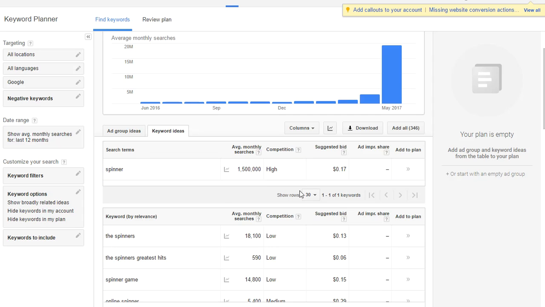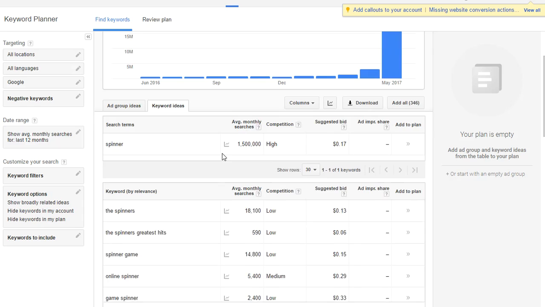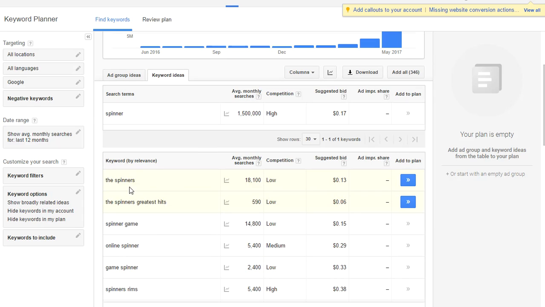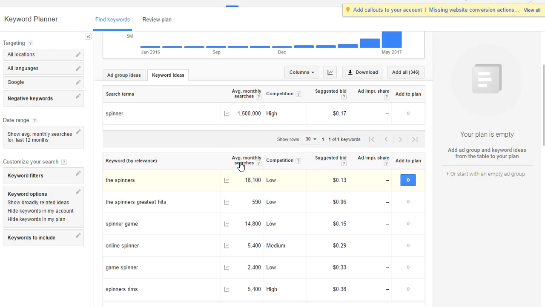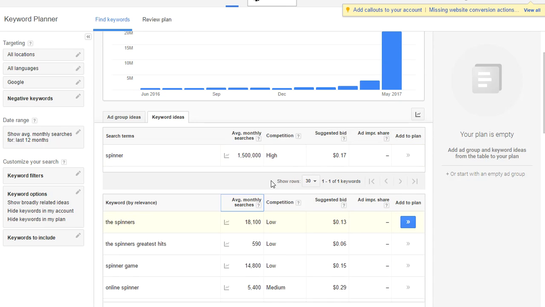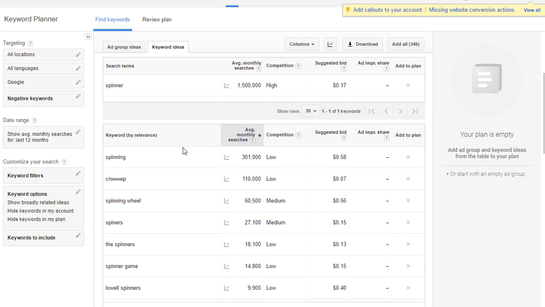Of course it is. I mean, it's probably still relatively a hot item. The average bid is only 17 cents, which isn't that bad. Usually things that are high can be up to $7. I've seen them pretty high. So you can see here's some comparison words. You've got the spinners, you've got the spinners greatest hits, so we're probably looking at some band. You can also search it by how many average searches there are. And there it goes. So spinning is 301,000.